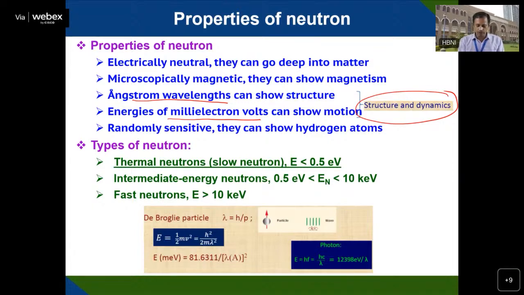Depending upon the energy, neutrons are mainly divided into three types. The first is the thermal neutron, which is the slow neutron, with energy less than 0.5 electron volt. Intermediate neutrons have energy between 0.5 eV and 10 keV, whereas fast neutrons have quite high energy, greater than 10 keV. Like electrons, neutron interaction follows both particle and wave character.